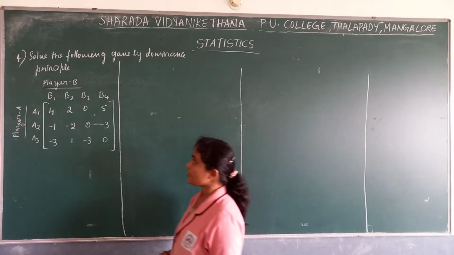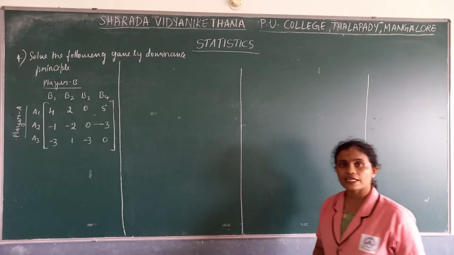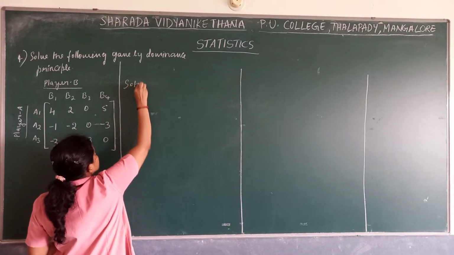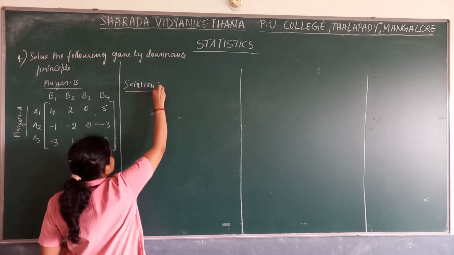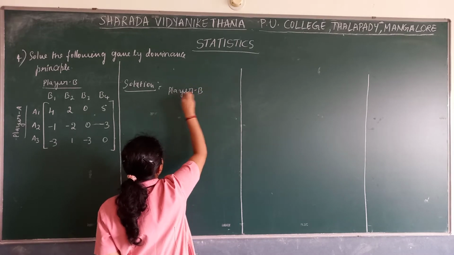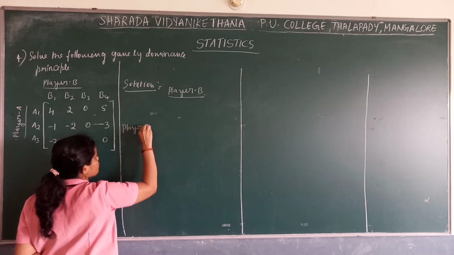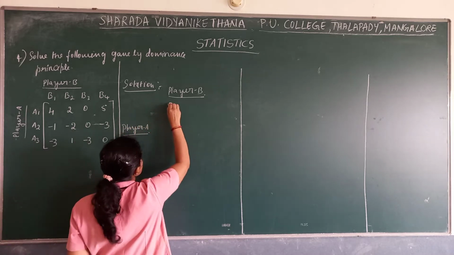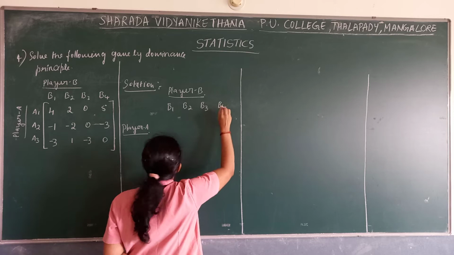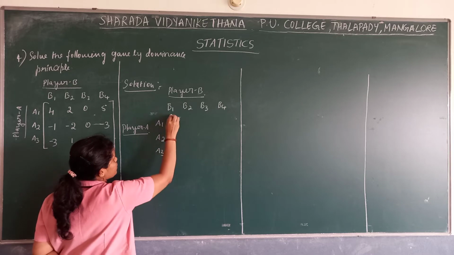So we have player B with 4 strategies and player A with 3 strategies. We'll write the solution now. Player B and here player A. Player B's strategies are B1, B2, B3 and B4. Here A1, A2 and A3.